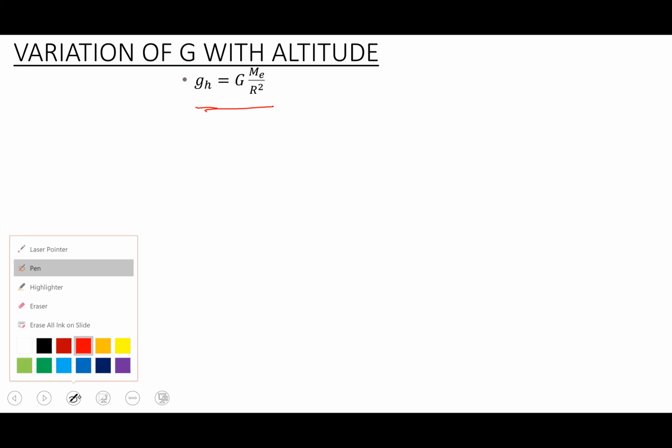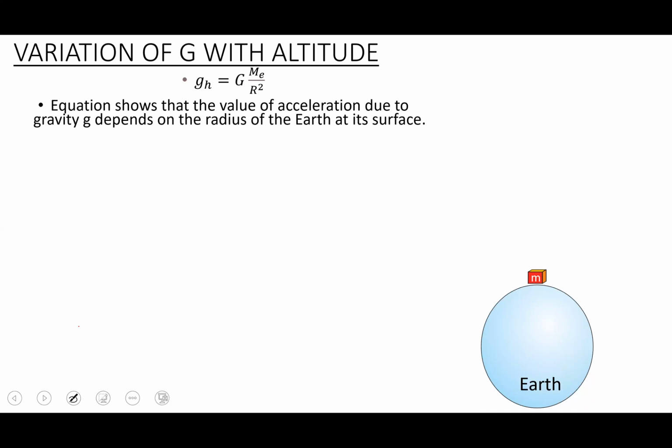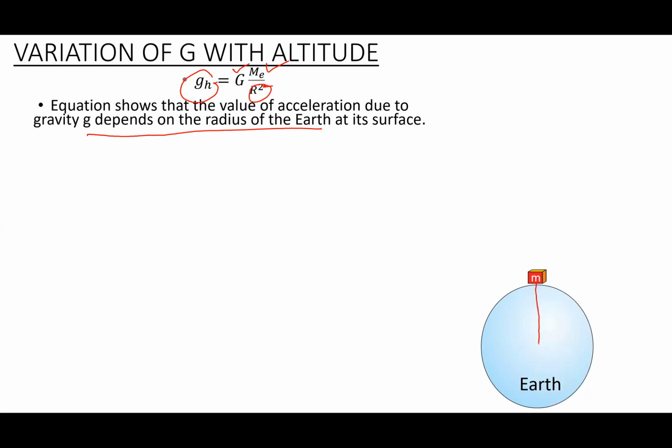Now in this case, we have to understand with the help of a diagram. The equation shows that the value of acceleration due to gravity depends upon the radius of the earth. That means the value of G and the mass of the earth remain constant, but the only thing which can change in this whole scenario is this r. Basically it is the distance from the center of the mass to the center of the earth, and that is taken as small r. Now it all depends upon that.